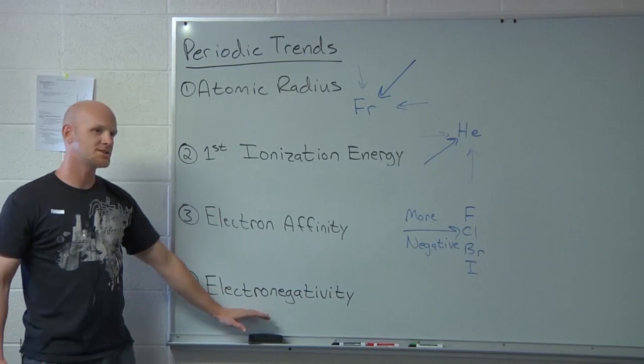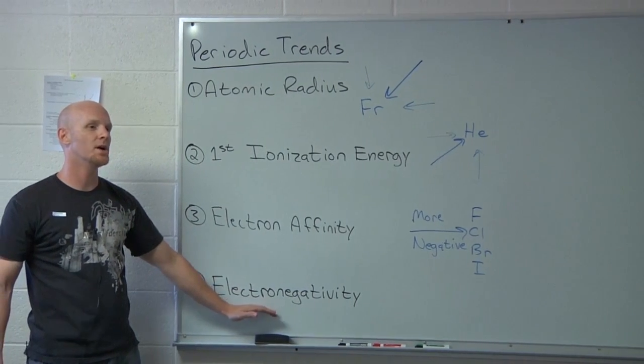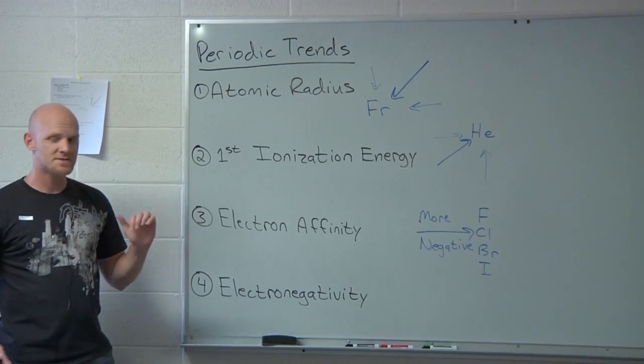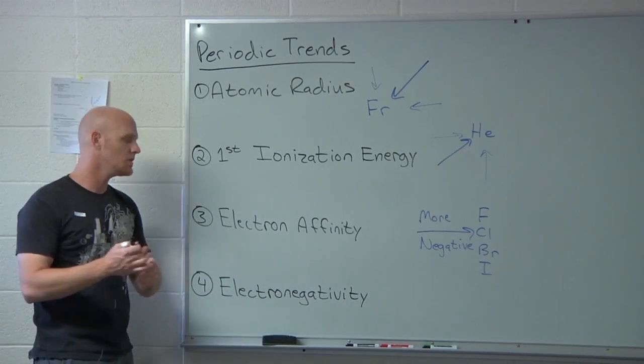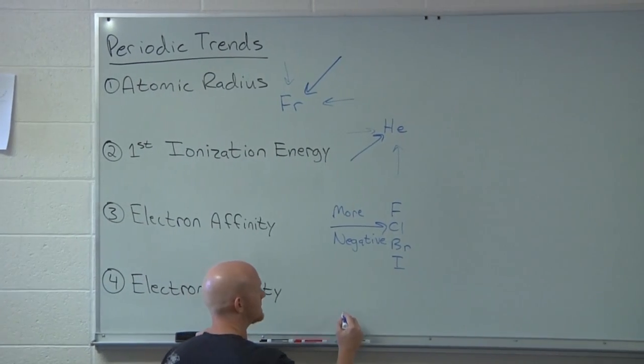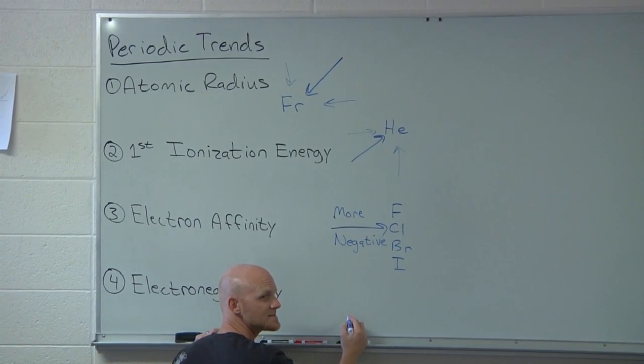But electronegativity is associated with covalent bonding, and it talks about sharing of electrons. And specifically, it's what we use to determine unequal sharing. So who's the most electronegative element on the periodic table? Any ideas?